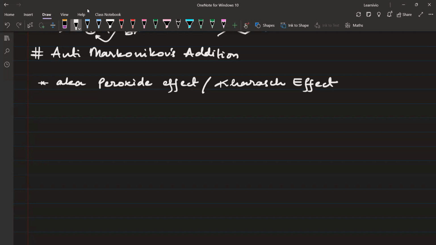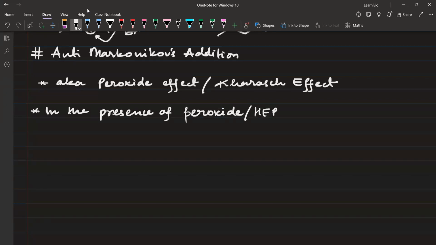So in this case, what happens? In the presence of peroxide, or you can have helper, ठीक है, हेल्पर में से कुछ और भी हो सकता है, ठीक है। In the presence of peroxide, what will happen?